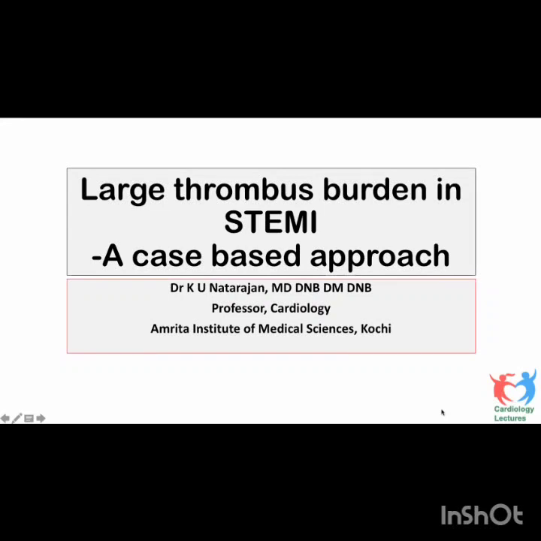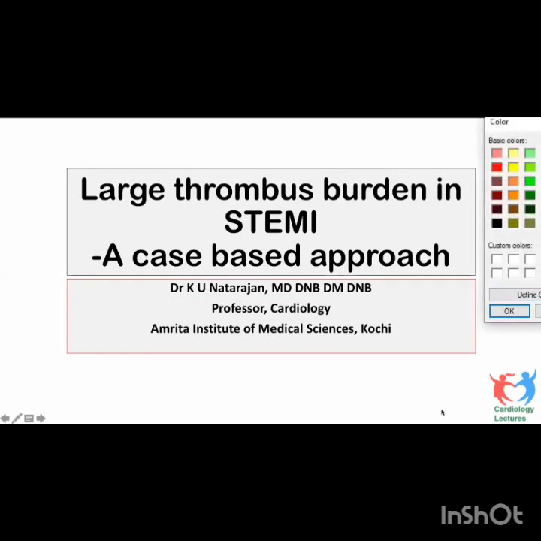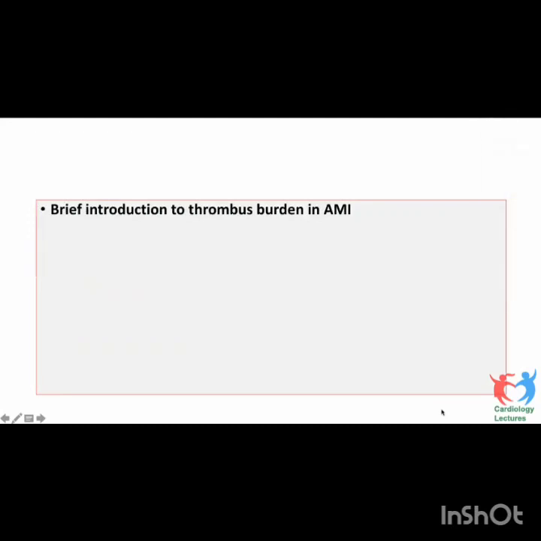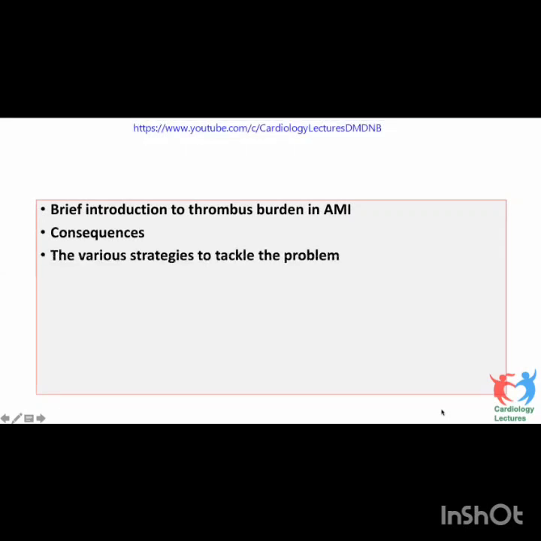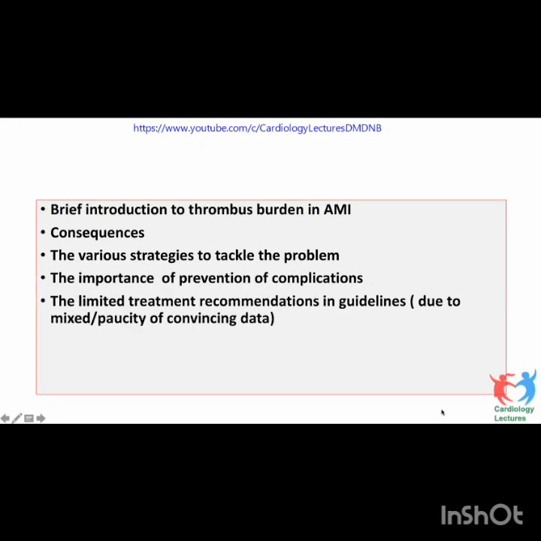How to approach a large thrombus burden in the context of ST elevation myocardial infarction, a case-based approach. We will go through a few points: a brief introduction to thrombus burden in acute myocardial infarction, the consequences of thrombus burden, the various strategies available to tackle the problem of a large thrombus burden, the importance of prevention of complications, and the limited treatment recommendations and guidelines, mainly due to mixed or paucity of convincing data.